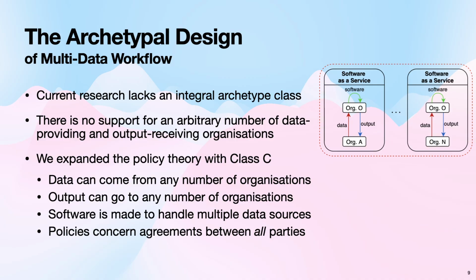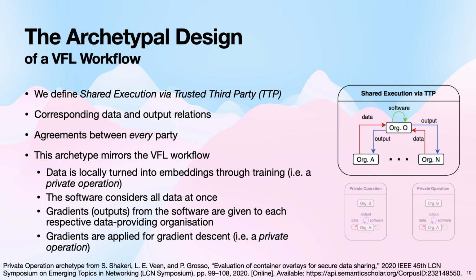When you consider n separate organizations communicating with Organization O, Organization O should only be allowed to combine all the data if every organization allows this through policy. Within this archetype class, we defined shared execution via a trusted third party. This archetype specifies that every organization provides data to a trusted third party and receives a corresponding output from the trusted third party. The underlying requirement for shared execution via a trusted third party is that every party has an agreement with each other.